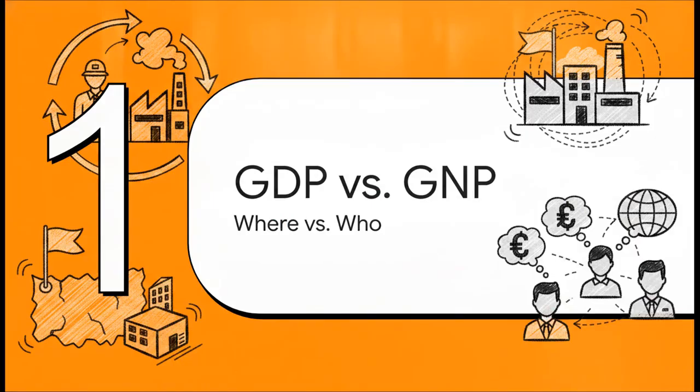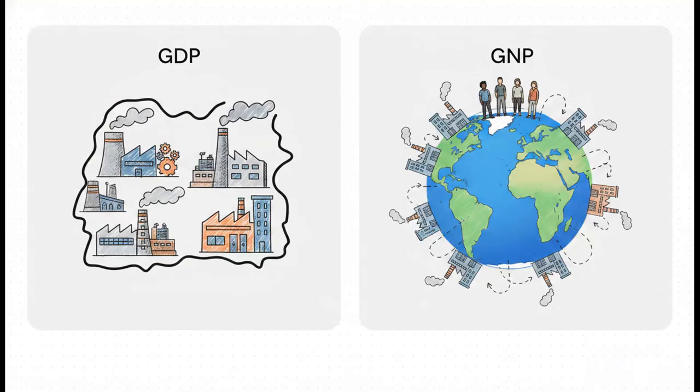Okay, Section 1, GDP versus GNP, or where it's made versus who made it. Now, you've got to pay close attention to the strict distinction here between physical borders and citizenship. Gross domestic product, GDP, is the total value of all goods and services produced within U.S. borders. It literally doesn't matter who produces it.